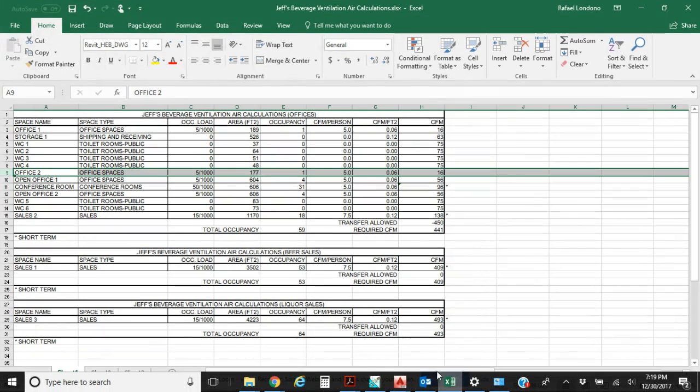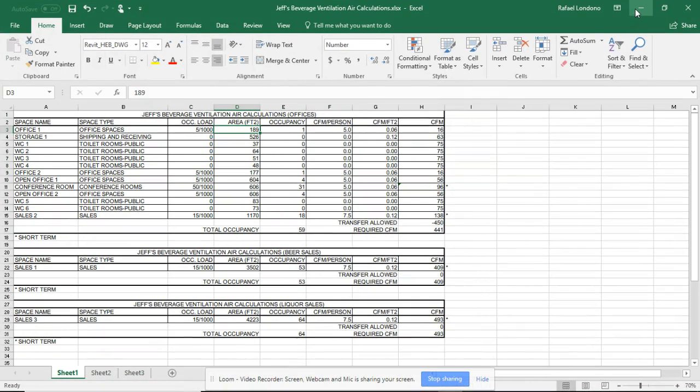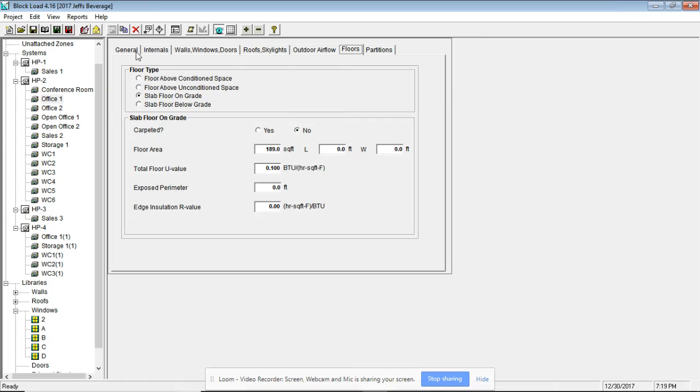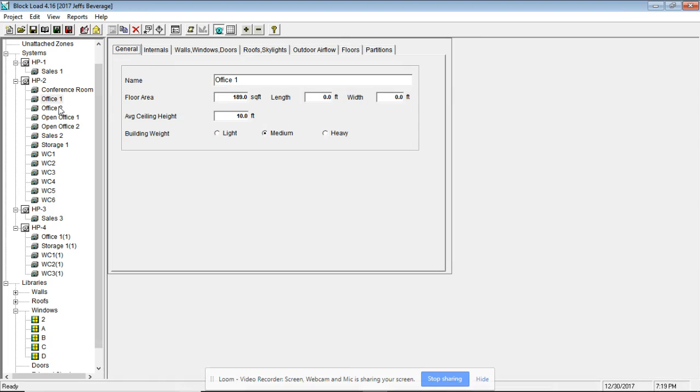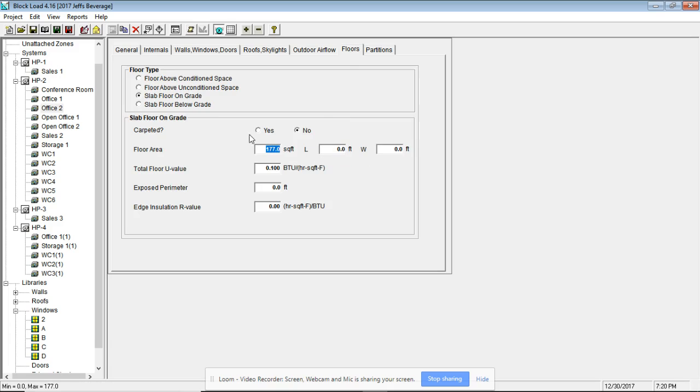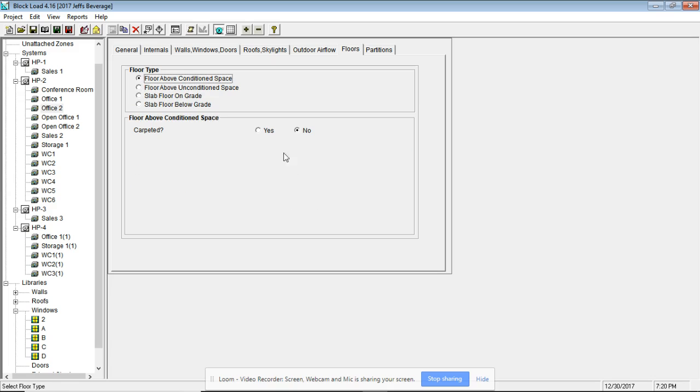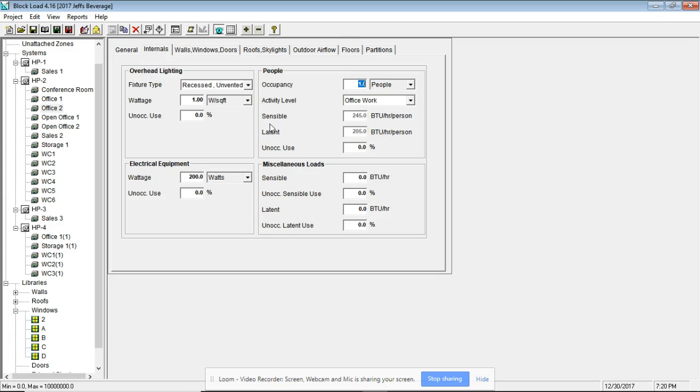And let's see if the spreadsheet is right. 189, right? 189, 189. Done. Office 2 is 177. So let's fix that. Floor, 177. But it's a floor above conditioned space. Office 2 is on the second floor. And look what happens here. When we click, that number disappears. All of this information right here disappears because it's not going to make a difference. Office 2 is on the second floor. There's one person in there. He's doing office work. He has a computer and no other additional loads.